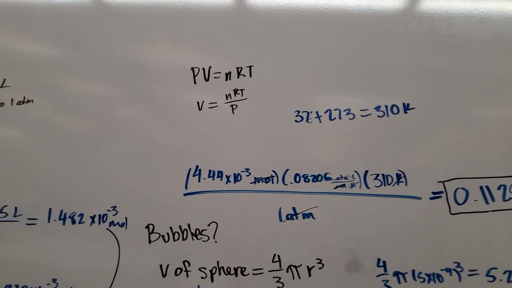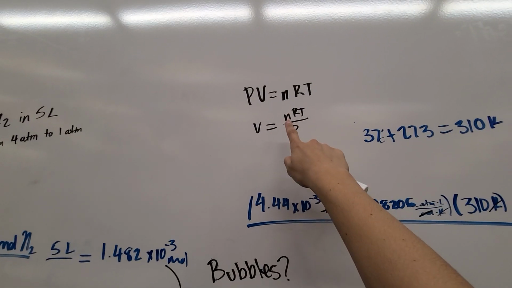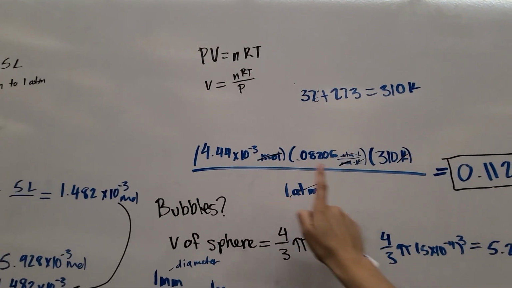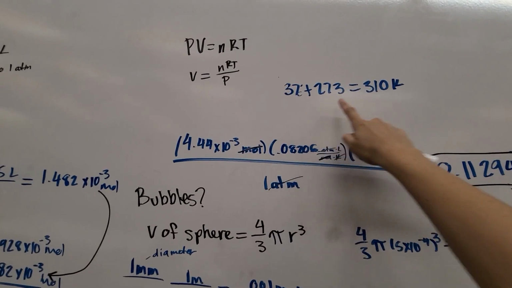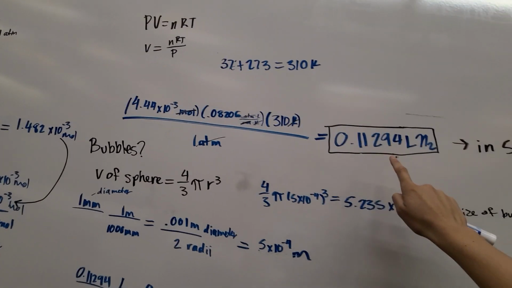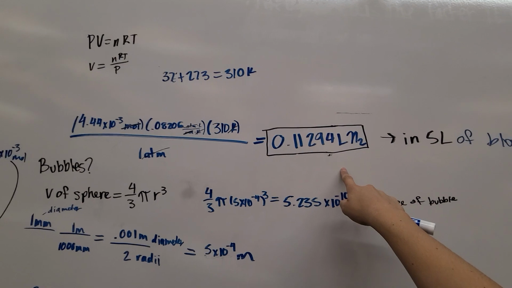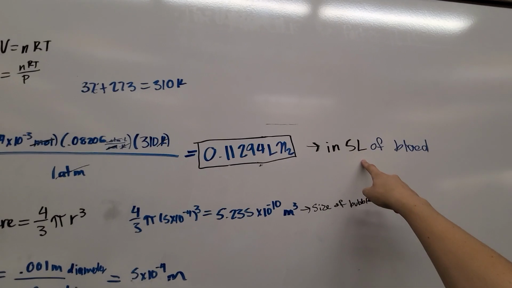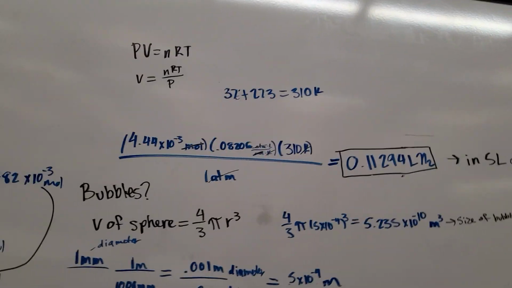So we're looking for volume, so now we can plug our moles into the ideal gas law. And so we have our moles, our constant, 37 degrees Celsius is 310 Kelvin over 1 atm, and then that gives us 0.11924 liters of dinitrogen that escape in 5 liters of blood.